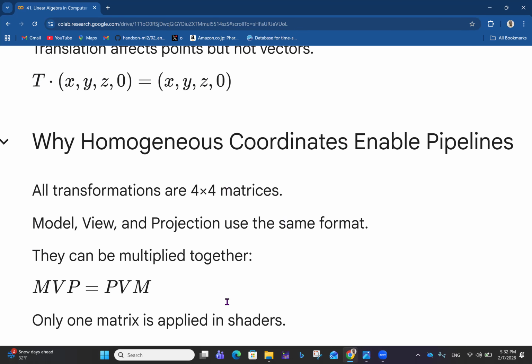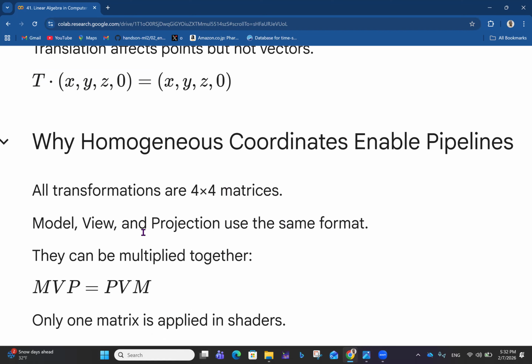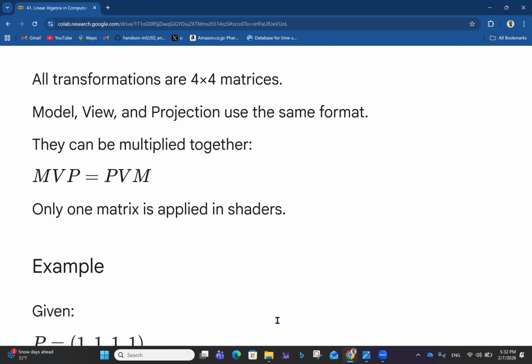So the question: why do homogeneous coordinates enable pipelines? Now we see homogeneous coordinates and pipelines coming together. All transformations are 4 by 4 matrices, so model, view, and projection use the same format. They can be multiplied together. Like we said, in this order you have the model matrix, the view matrix and the projection matrix giving you the MVP. In that case, you have only one matrix applied in shaders.